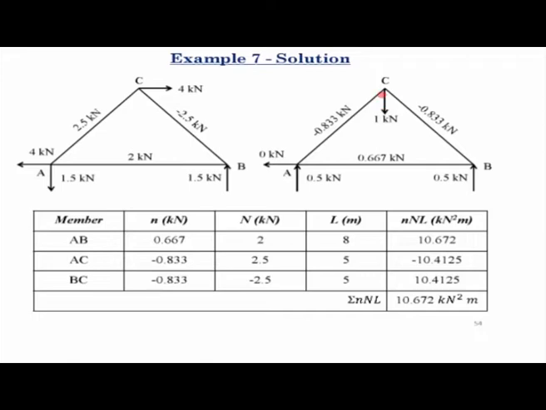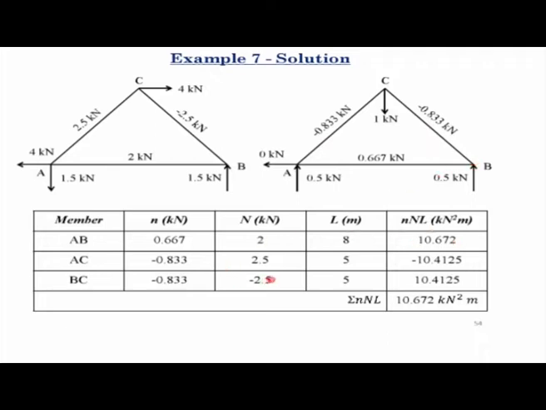Now again, if we consider the member forces in the individual truss members due to this virtual load of 1 kilonewton acting in the downward direction at C, you will see that the reactions are 0.5 kilonewtons at each of the supports, and the member forces would be 0.667 kilonewtons in this member AB and minus 0.833 kilonewtons in each of these members AC and BC.